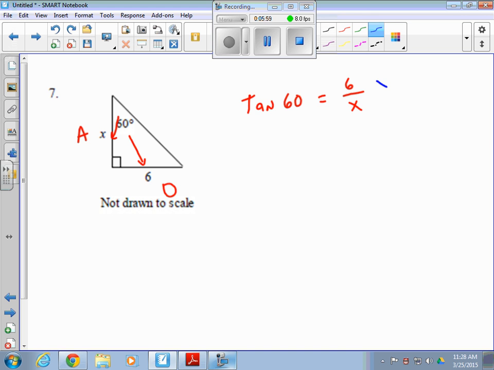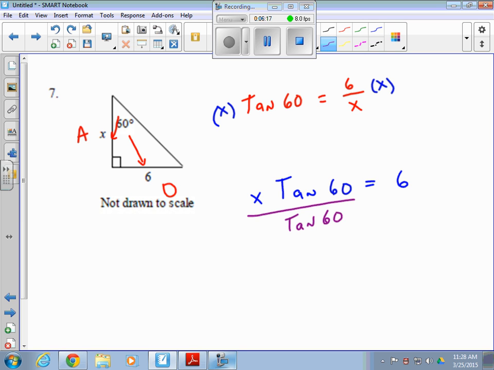In order to cancel out divide by x, multiply by it. If you multiply that side, you multiply this side. Now you got x times the tangent of 60 equals 6. We don't want that. We want x by itself. So get rid of the fact that it says times the tangent of 60 by dividing by the tangent of 60. If you do it there, do it on this side. So 6 divided by the tangent of 60 is going to give you what x is.